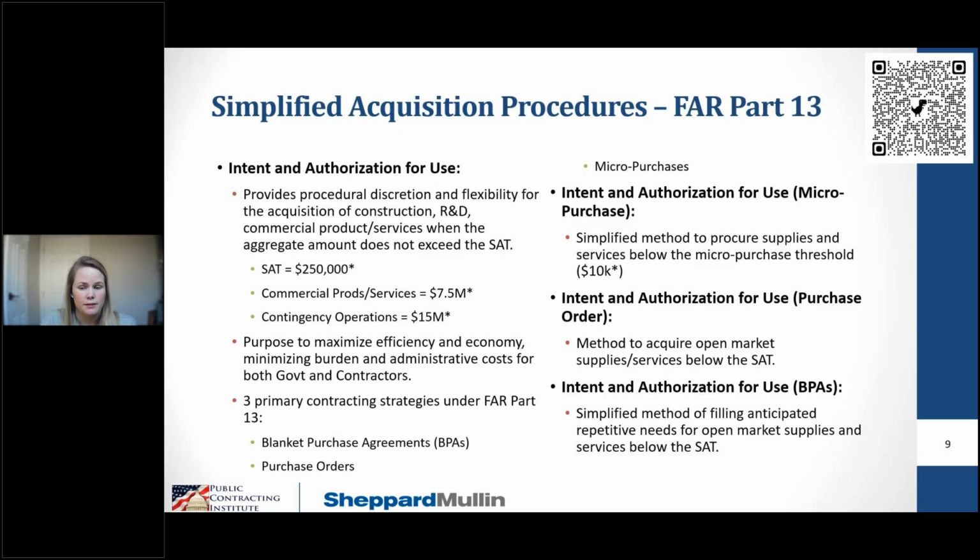When you have acquisitions above that threshold, but below the simplified acquisition threshold, which is currently $250,000, but proposed to move to $350,000, the government gets to use streamlined procedures, but a little bit more than the micro purchase threshold. They can use informal quoting and competition. They can award contracts without the need to go through lengthy negotiations and this formal evaluation process and the back and forth.